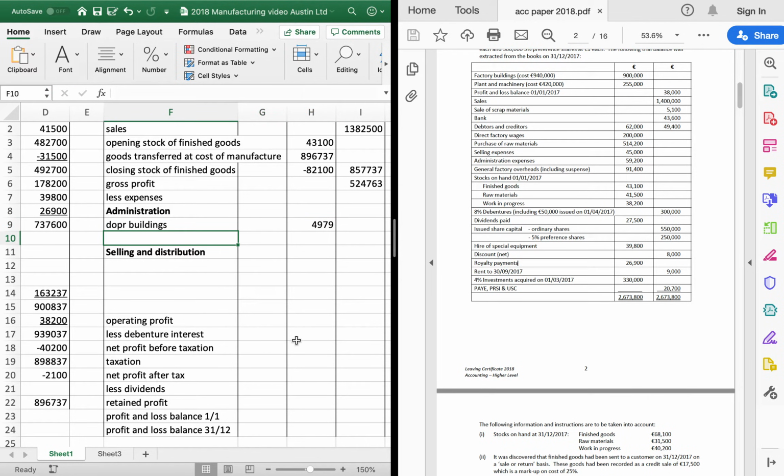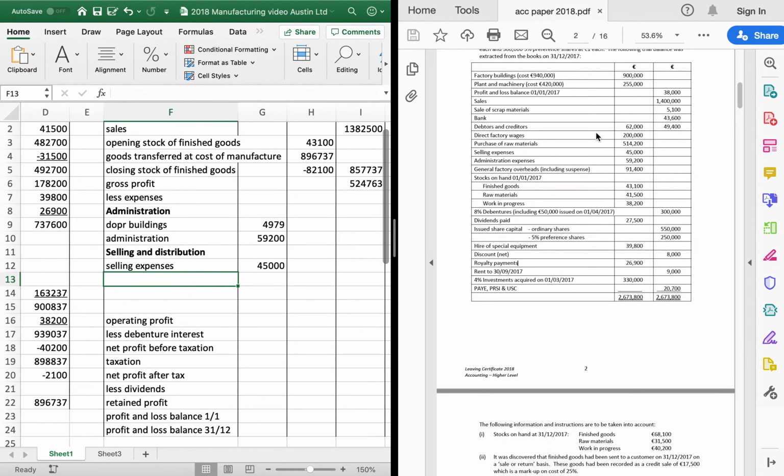Okay. Then we're looking for any other sort of administration expenses. So there's normally admin itself. Don't think that there'd be no working. So 59.2. Okay, so your selling and distribution expenses then. Well, you've got your selling expenses. They're 45,000.